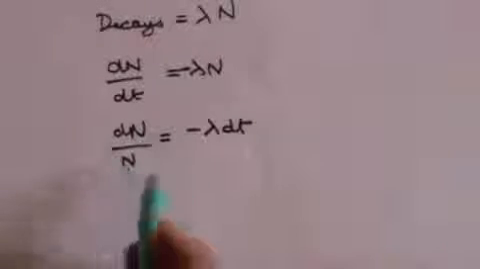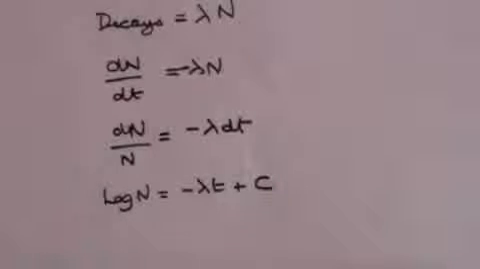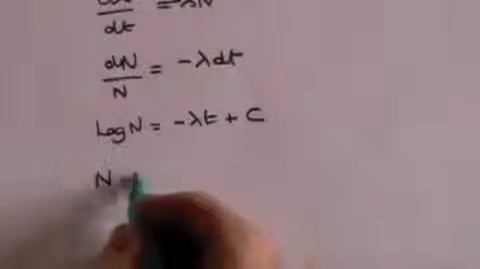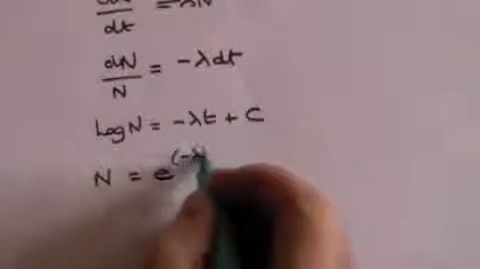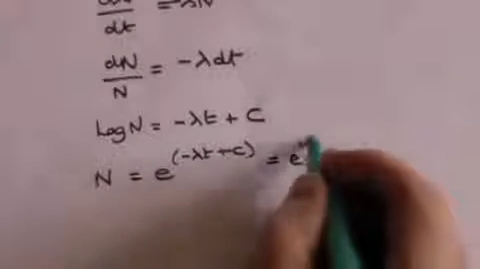Now if we integrate both sides, the integral of 1 over N is the log of N, and the integral of lambda dt is minus lambda t plus a constant. We can now put all these terms up as exponentials. The exponential of log N, of course, is simply N. The exponential of the right-hand side is the exponential of minus lambda t plus c, which can be written as e to the minus lambda t, times e to the c.